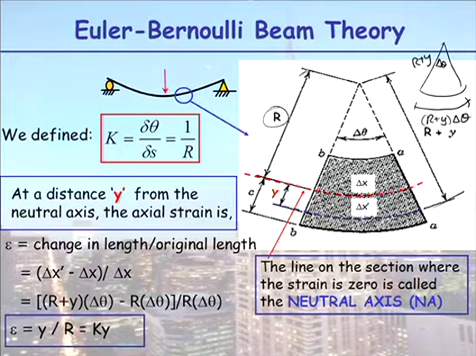So when I work out my strain, I have my change in length, there's my r plus y, take away my original length, because my neutral axis is where I have no strain, so that's my original length equal to r delta theta, divided by original length, and things all cancel out, and I have this relationship now between strain and curvature and y, which is the distance from the neutral axis. So at the neutral axis, y equals 0, and I have no strain, which is the definition of the neutral axis. There's no strain there.